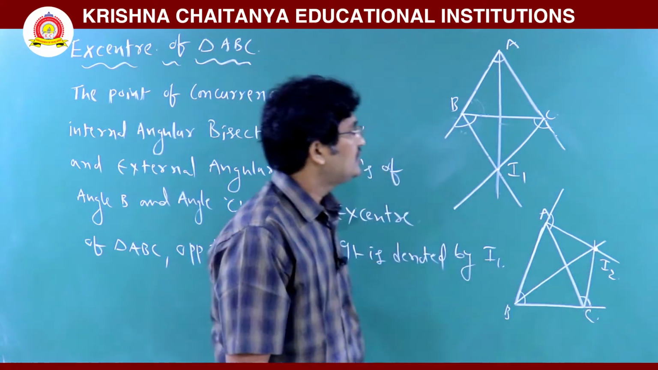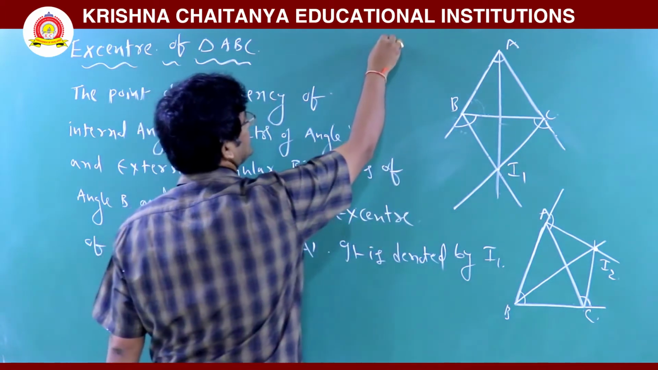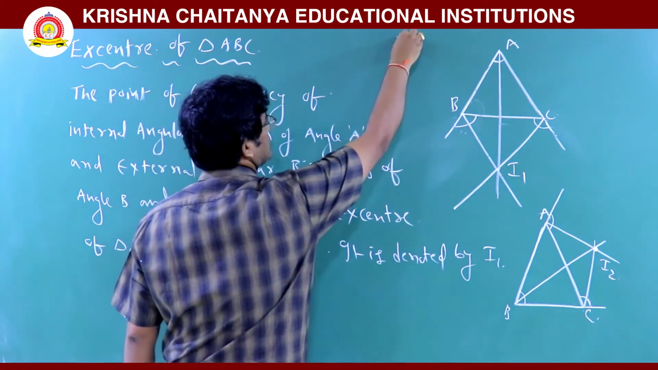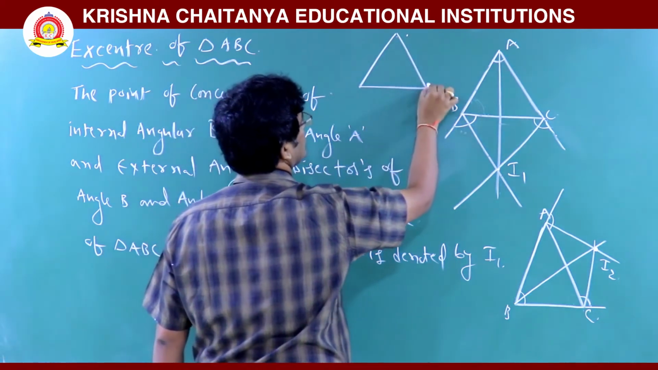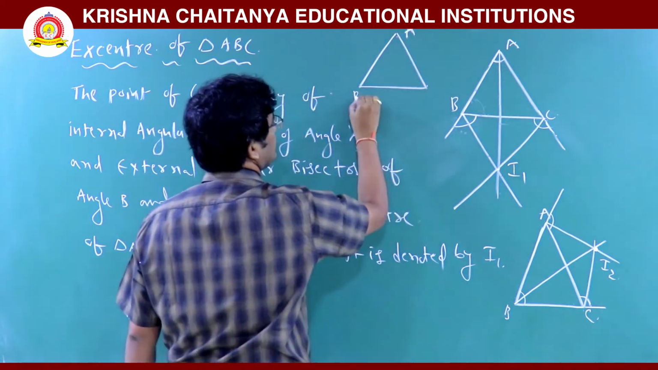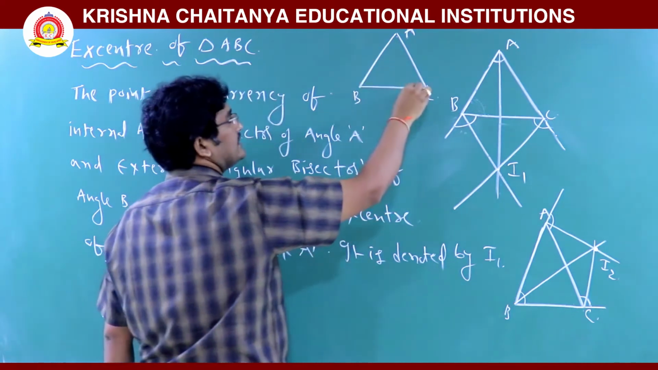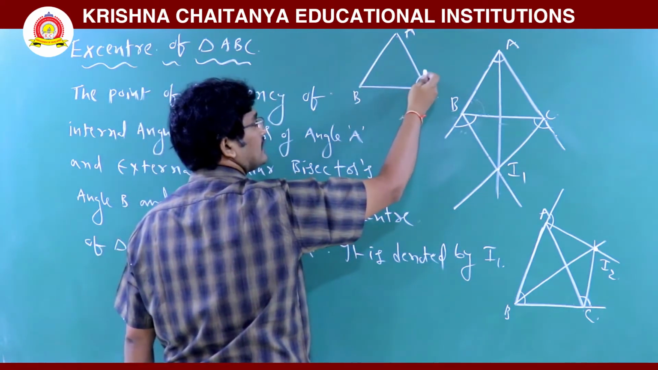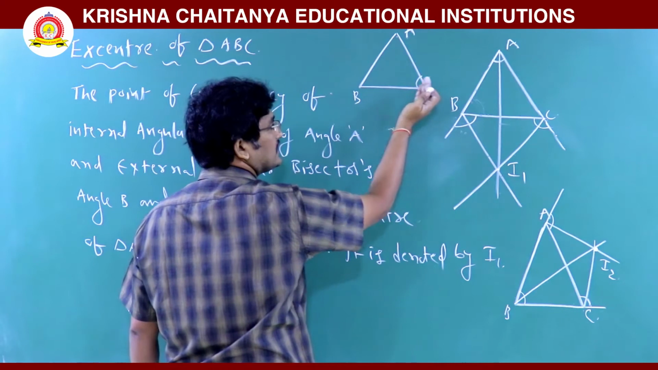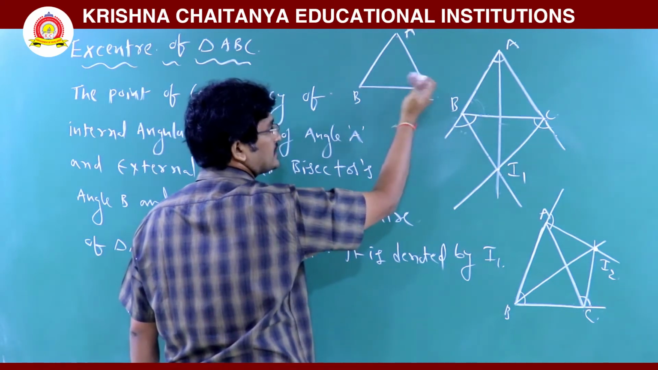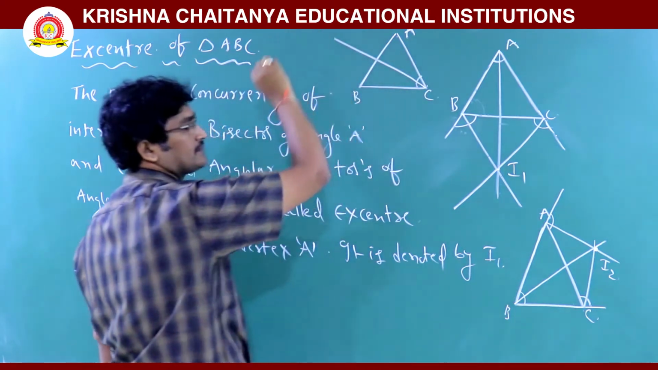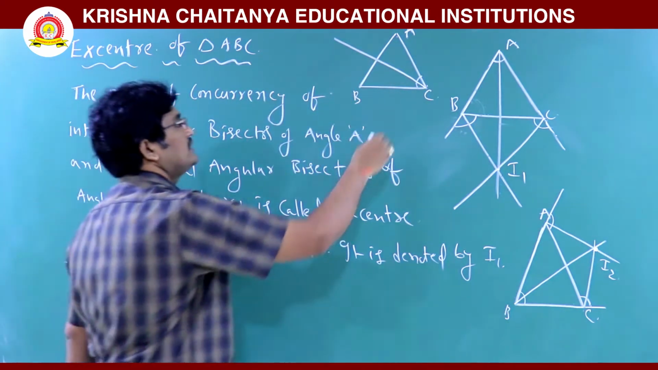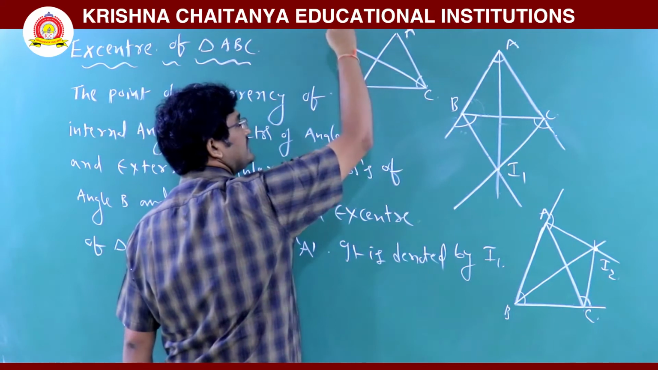In the similar way, we have to draw one more figure like this. See here, this is triangle ABC. This is the internal angle between these two sides. The location is inside of the triangle. This is the line that bisects angle C. So this is the internal angular bisector of C.